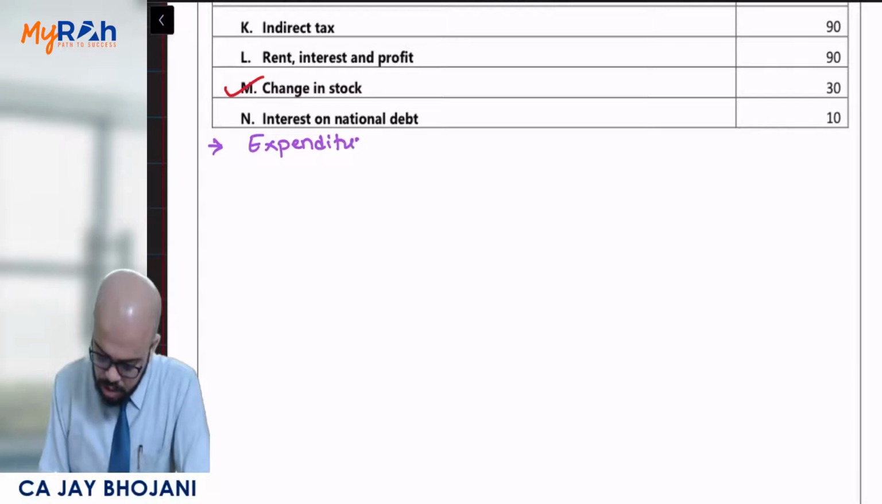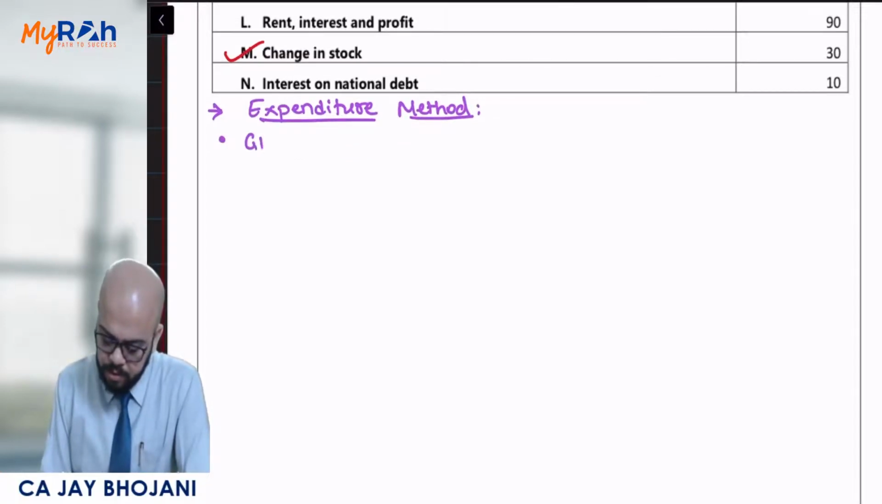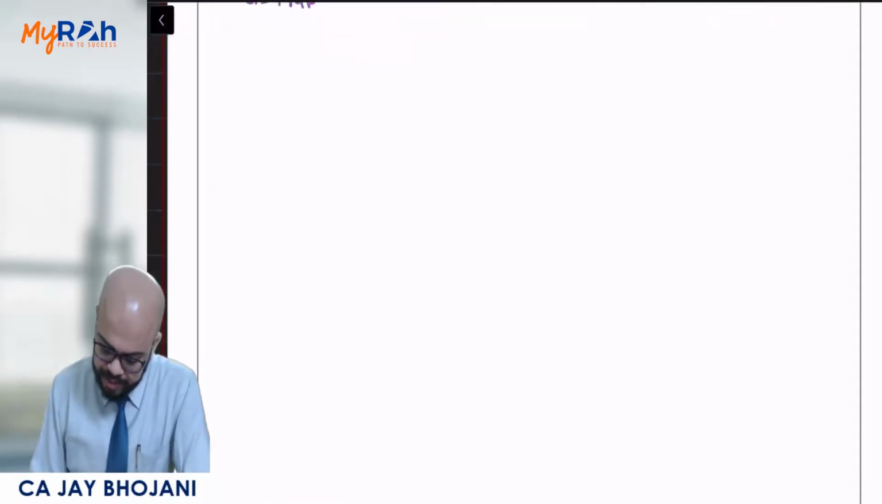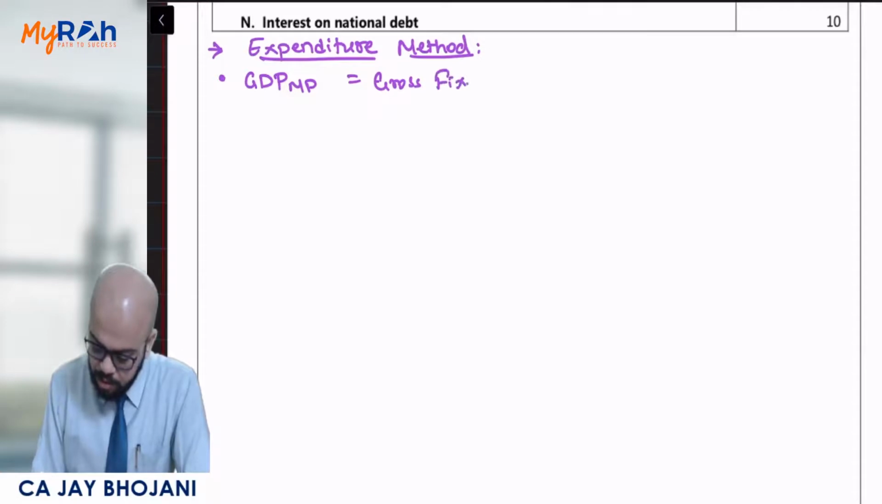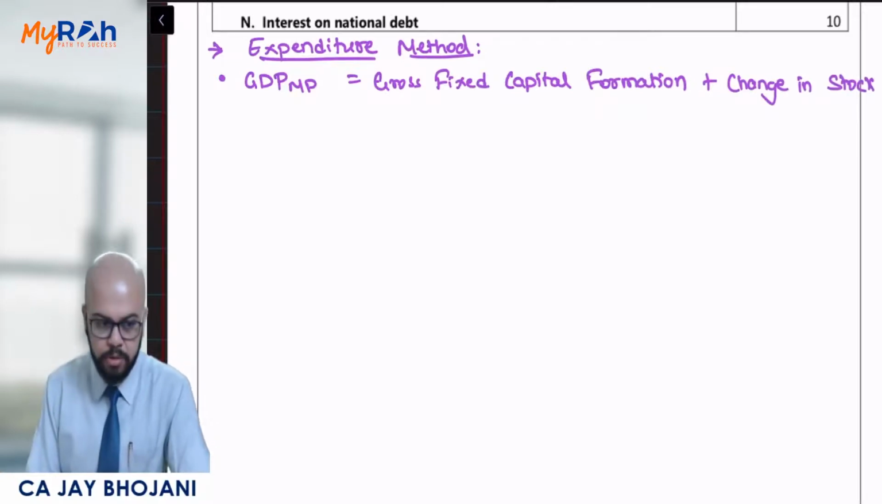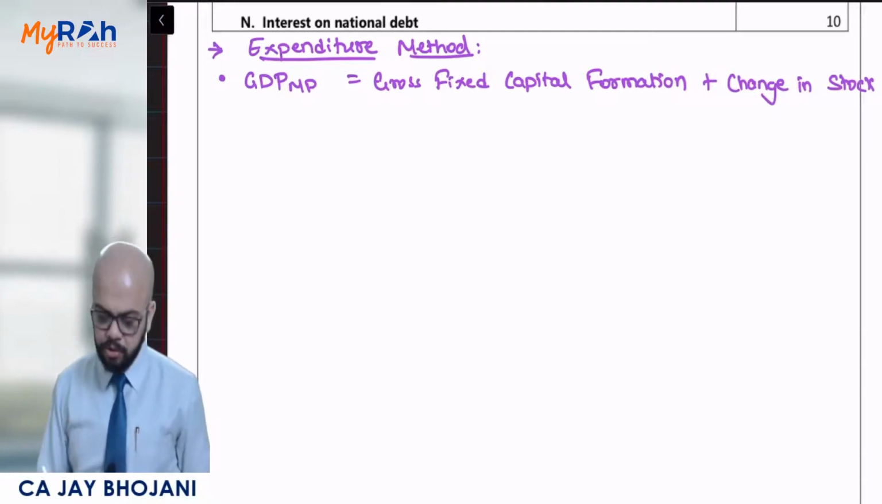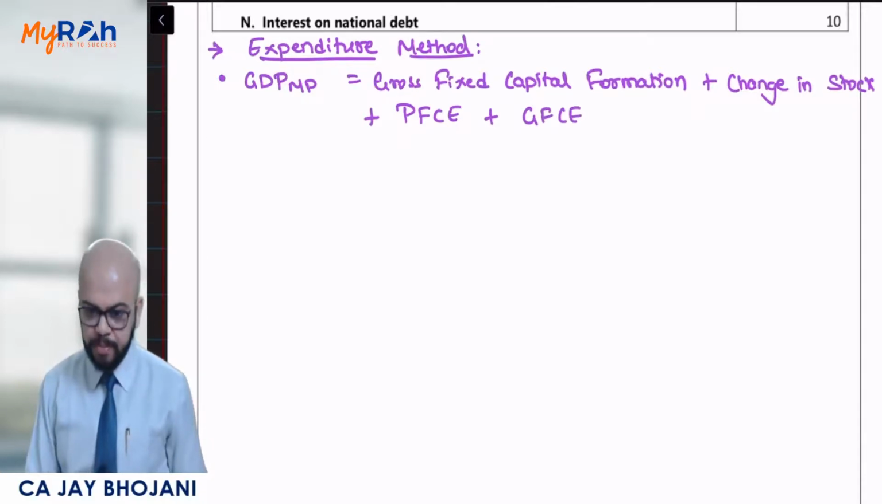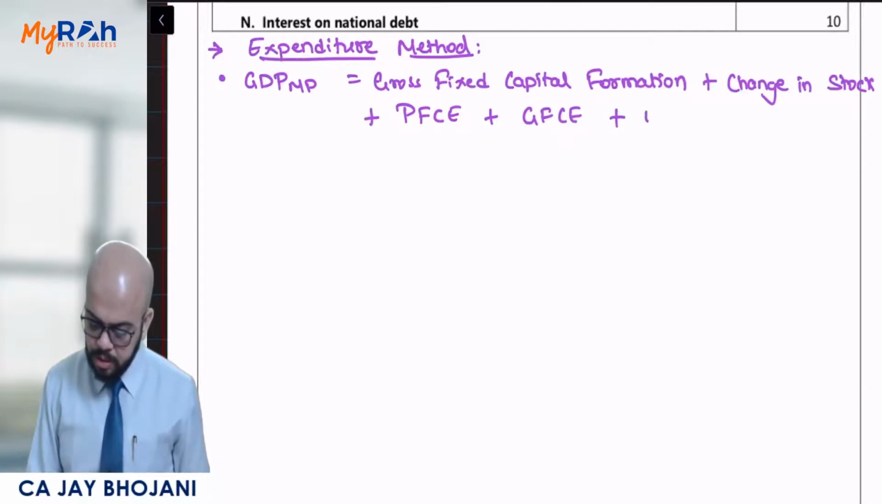Expenditure method. First, we are going to calculate GDP-MP, formula being gross fixed capital formation plus change in stock plus PFCE plus GFCE plus exports minus imports.